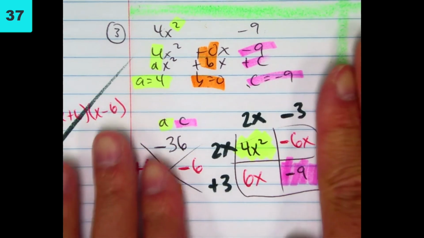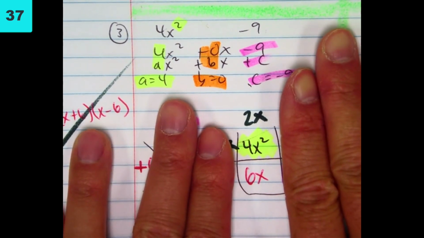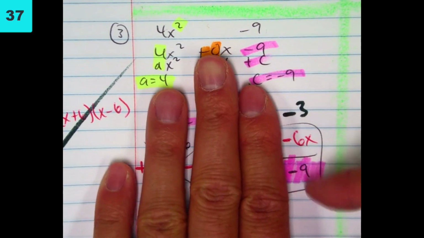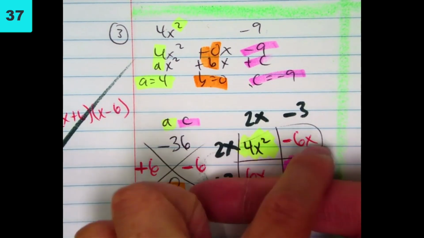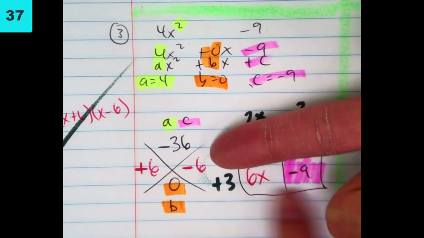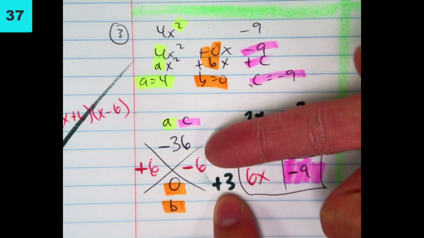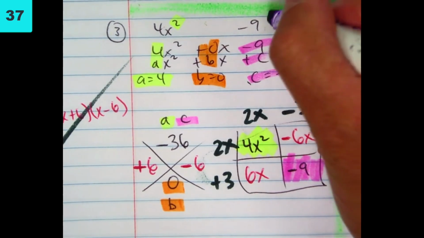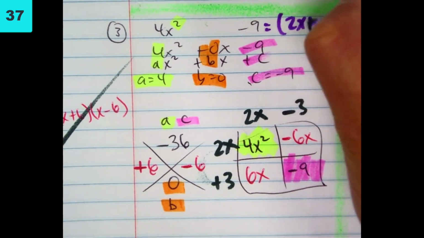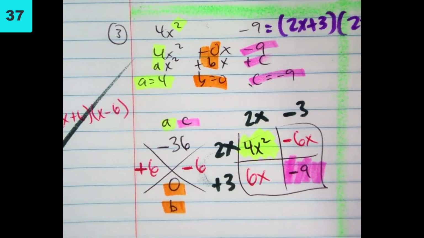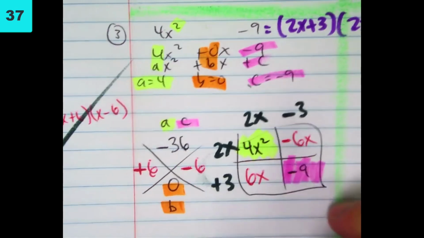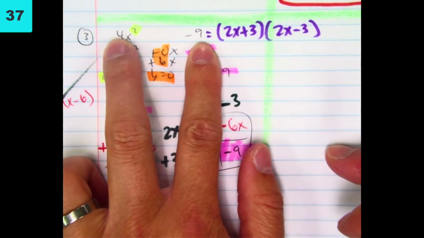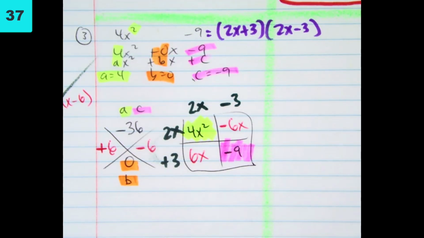We basically learned a couple of months ago that if you think about it this way, going in this direction, this is your greatest common factor, 2x. The greatest common factor of these two terms is negative 3. The greatest common factor of these two terms is 2x. The greatest common factor of 6x and negative 9 is positive 3. So these are my binomials. 2x plus 3, 2x minus 3. The special name is not important to me. They call it a difference of squares. Okay? And this is your answer.